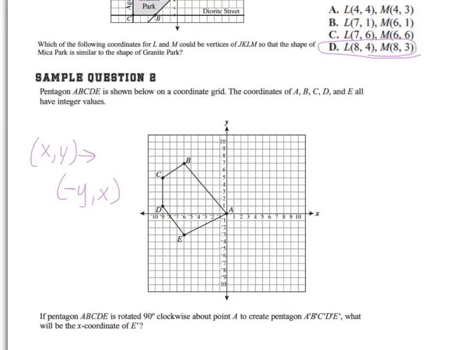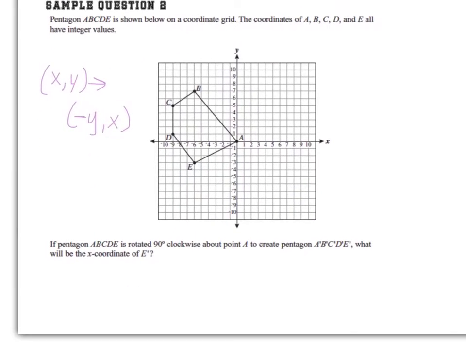So we're asked to find the coordinate of E after a rotation. Well, E has a coordinate of -6, -3, and when I switch them and negate the Y, that becomes 3, -6. So the question is, what is the X coordinate of E? So my answer would be 3.